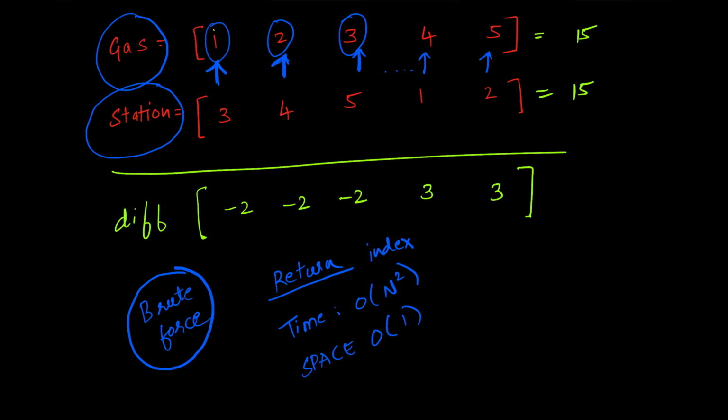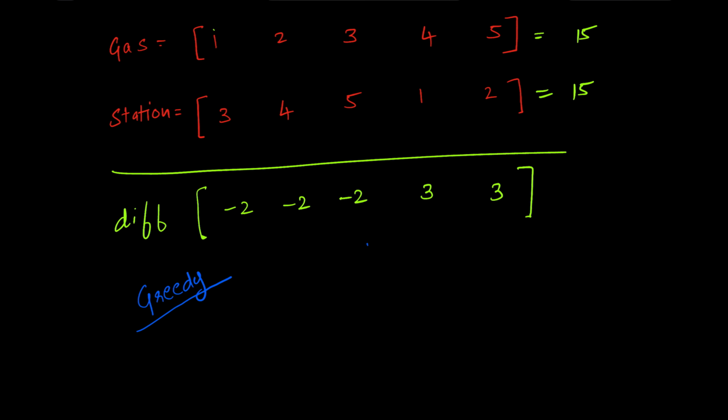Now let's try to tweak the solution so that we can improve our time complexity. Another way to solve this problem is to use the greedy algorithm, where we can use the diff between the two arrays to avoid running nested loops. During the loop, if we encounter any entry whose difference is negative, we can't start the journey from that position because we won't be able to get to the next station, so we can ignore those completely.